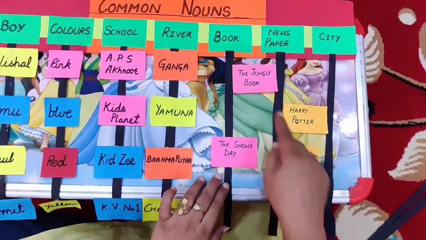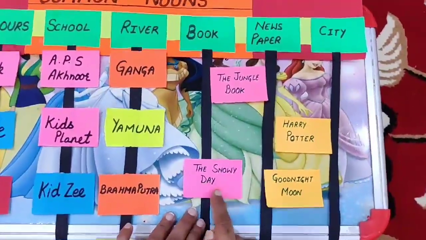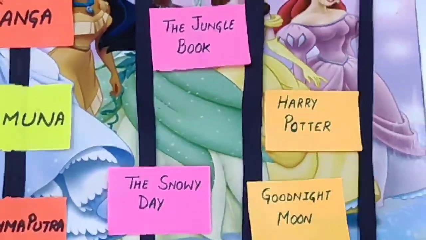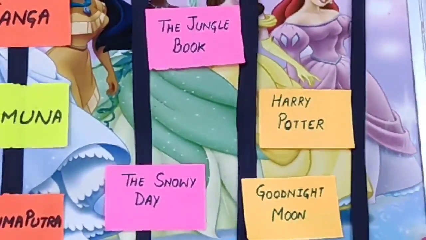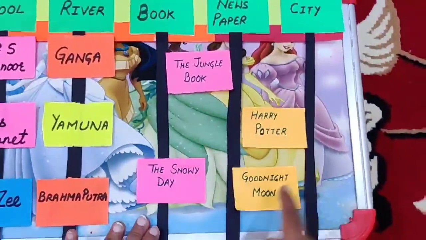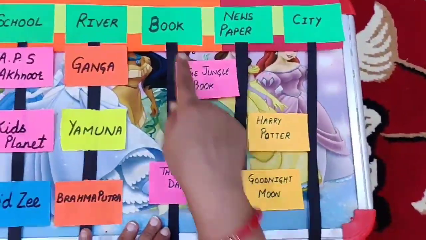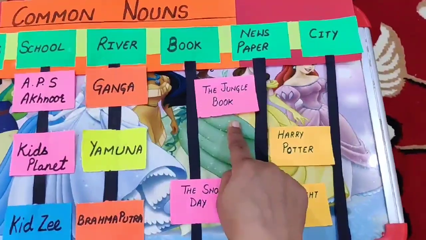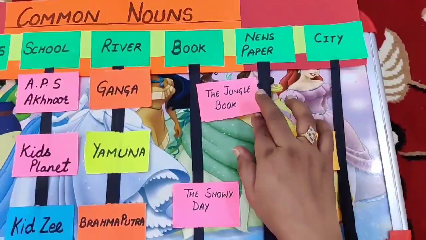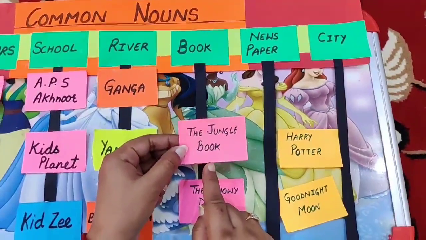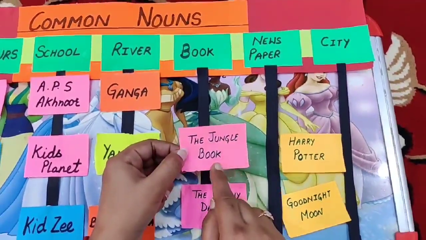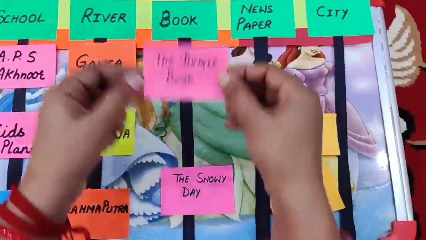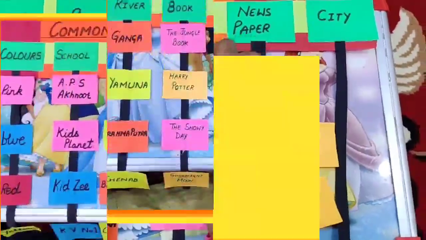Now the Jungle Book, The Snowy Day, Harry Potter, Good Night Moon. What are all these? These are names of books. So the individual name of a book is mentioned here. So book is the common noun, and when the name of a particular book is mentioned, it is a proper noun. Suppose this is The Jungle Book. The Jungle Book is the name of the book. So this name is the proper noun and book is the common noun for all these books. So I will paste it here under the book.